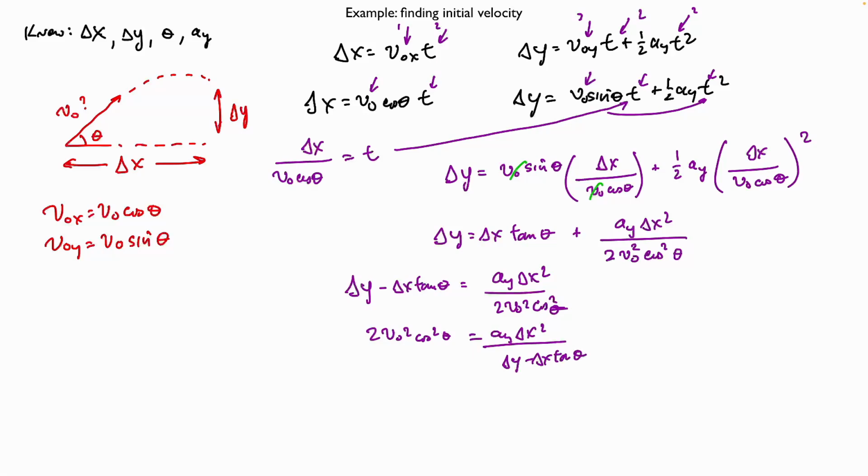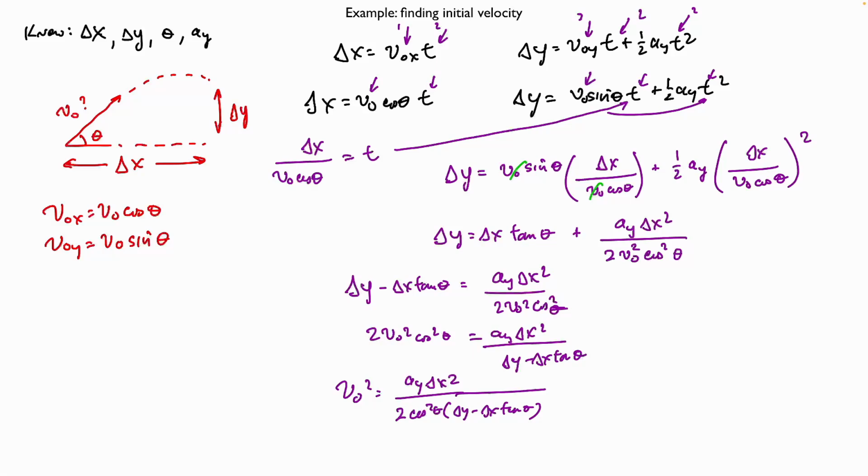And now what do I divide by? The 2 and the cosine squared theta. So that leaves me with v naught squared is equal to a_y delta x squared all over 2 cosine squared theta times the quantity delta y minus delta x tangent theta. Oh my gosh. This is just horrible. I'll write it down clear at the end.